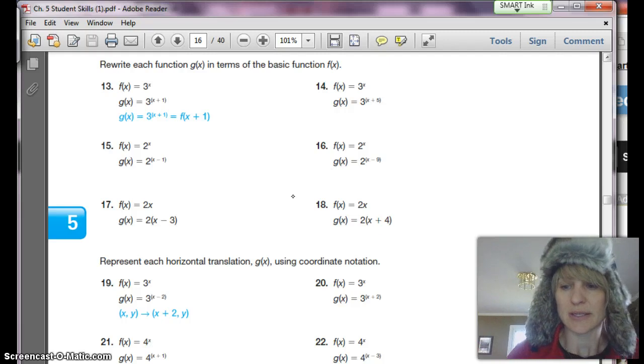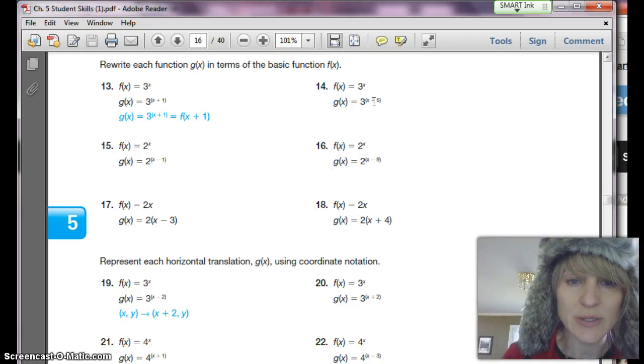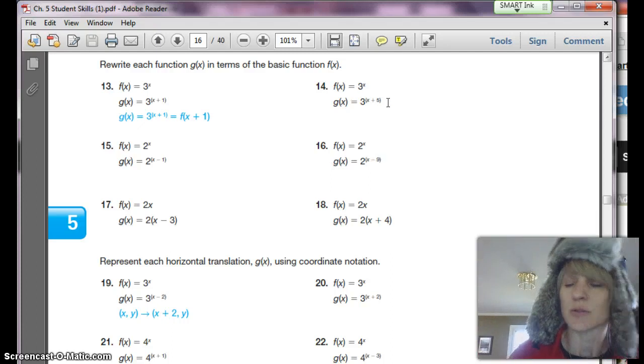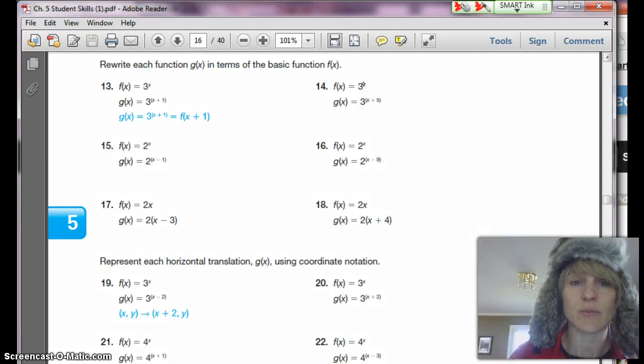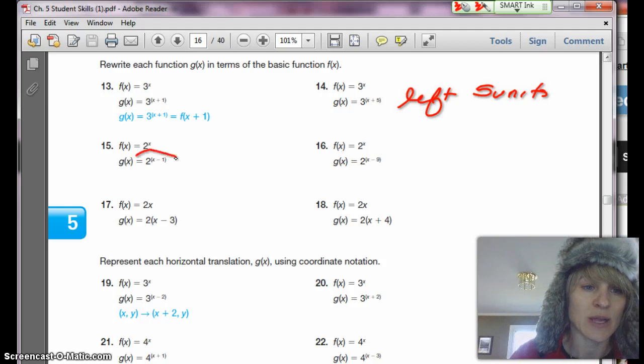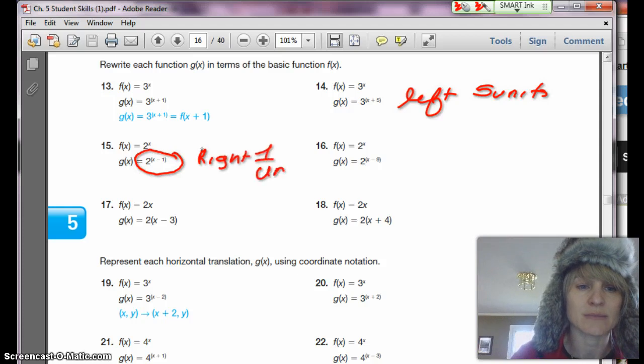So now let's look at these types of equations. You can see they're doing something to the exponent. So that tells me right away it's going to go left and right. So if I look at this very first one, my basic equation is 3 to the x, and I added 5 to that, so that means it's going to go left 5 units. Because remember, left and right does the opposite, right? Here, we subtracted 1, so that would mean it goes right 1 unit.